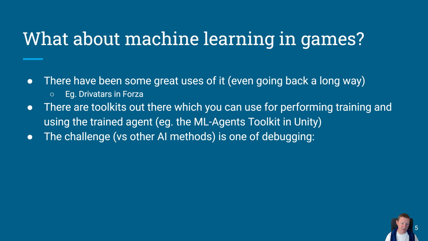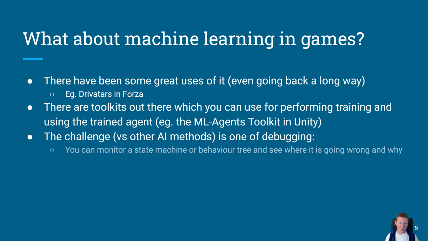The challenge with machine learning in particular, versus a lot of other AI methods, is debugging them. With state machines, behavior trees, GOAP, things like that, even expert systems, it's very easy to see where it's going wrong and why. You can look at a visual of a behavior tree, you can look at a state machine, you can debug into the code, and you can directly see what it is trying to do. There are usually comments, so you've got a lot of detail there for debugging them.